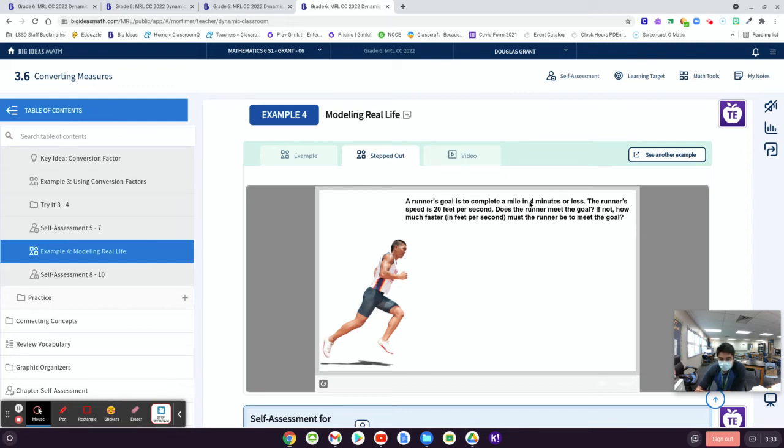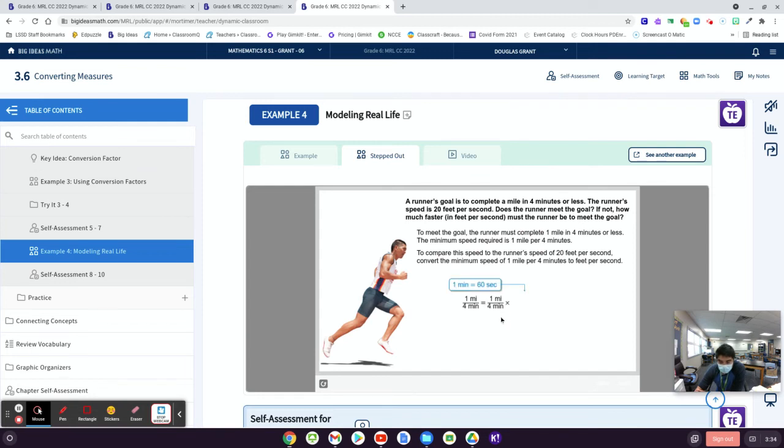Well, in order to finish a mile in 4 minutes or less, let's figure out how fast you would actually have to go. So you'd have to be able to run 1 mile in 4 minutes. That's your speed, 1 mile over 4 minutes. We're going to multiply this by the conversion factor, 1 minute per 60 seconds, because instead of minutes, we want this to be in seconds to compare to this speed. So we're going to multiply this by 1 minute over 60 seconds.